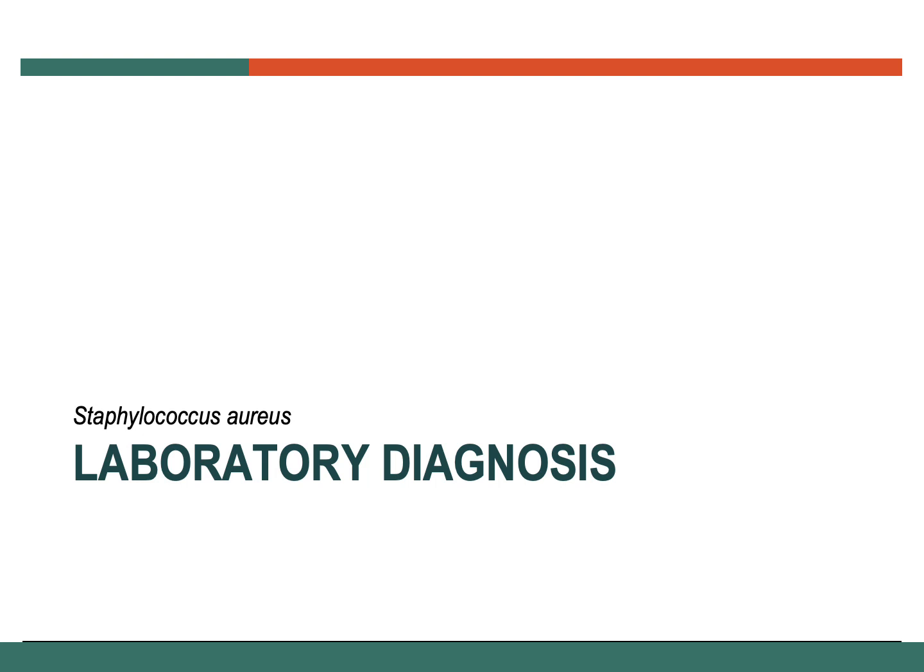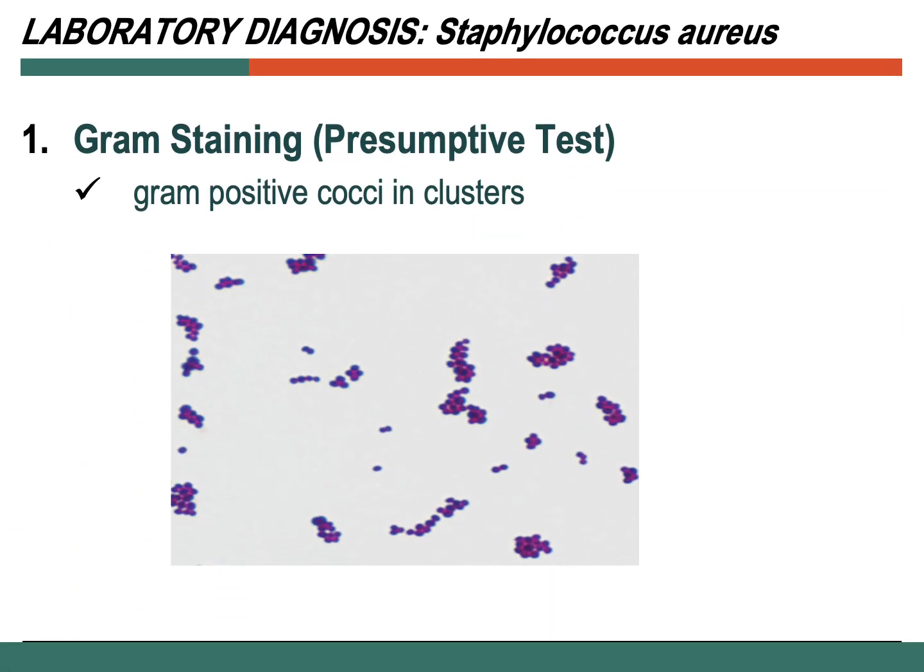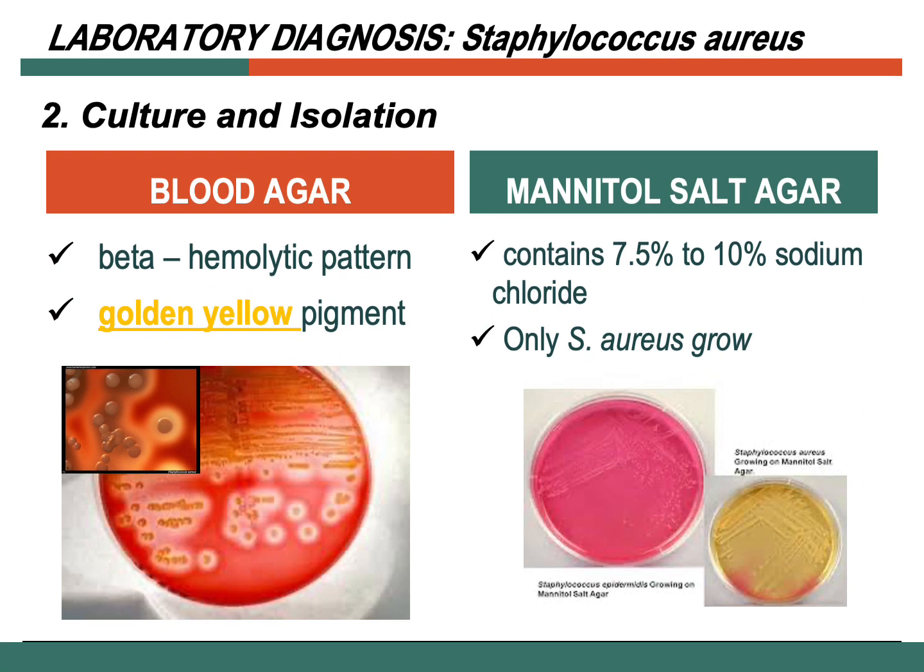To diagnose Staphylococcus aureus infection, do a Gram stain, and obviously it's gram-positive in clusters. Do culture and isolation using different culture media like blood agar. In blood agar, they may appear beta hemolytic with golden yellow pigment. Again, not all Staphylococcus aureus produce golden yellow pigment, but mostly the virulent strains of Staphylococcus aureus are yellow in color.